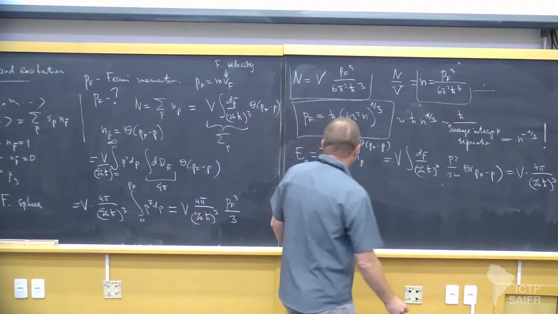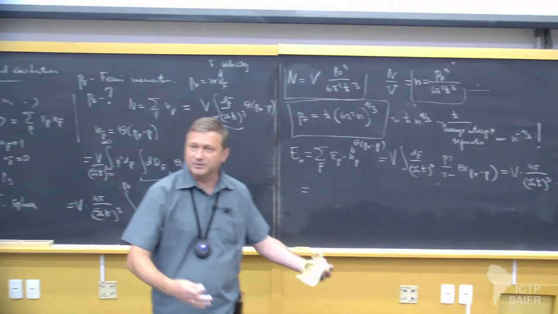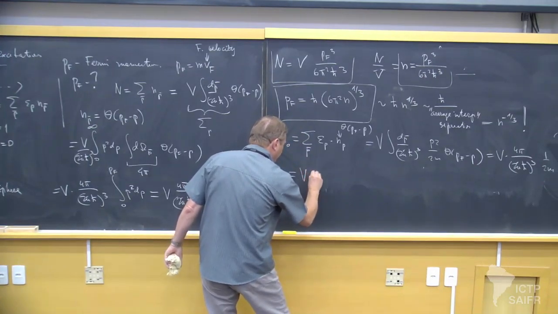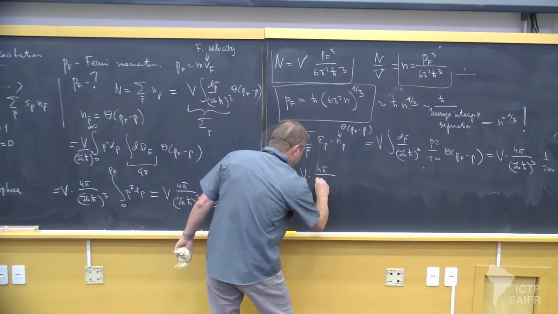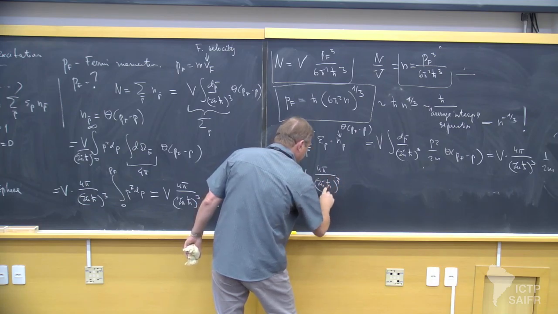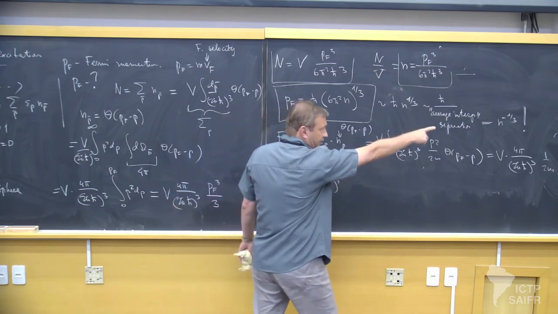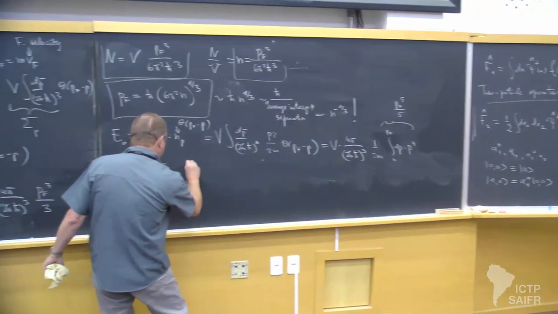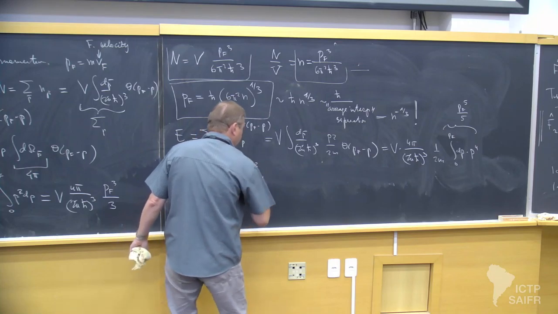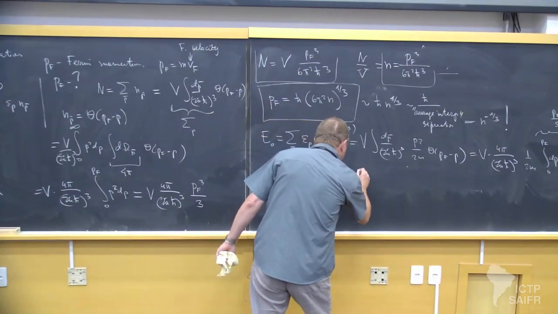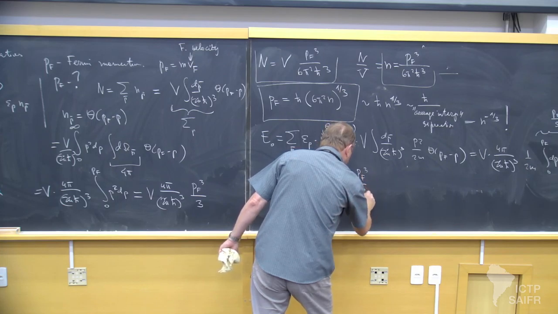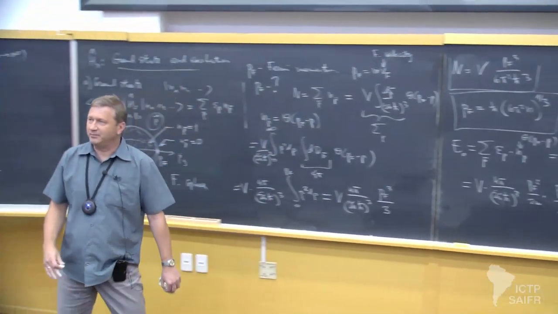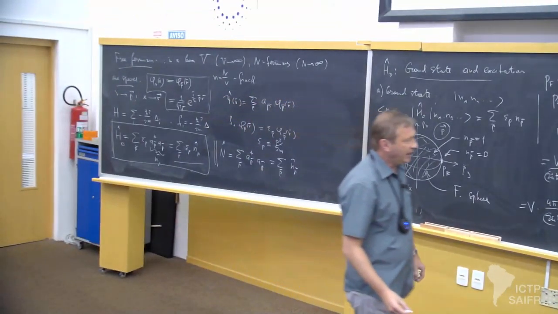So let me do the following, just to give a more explicit meaning to these things. Let me write it like this: volume, 4 pi divided by (2 pi h bar) cubed. Then I take a factor of 2m, and I form this p Fermi squared over 2m. And the rest, let me write like this: p Fermi cubed over 3, times 3 over 5. So I divide and multiply by 3. And why did I do it?